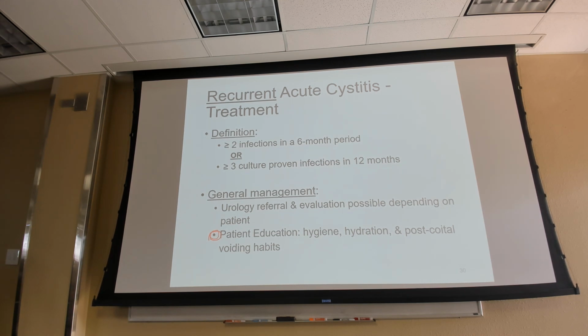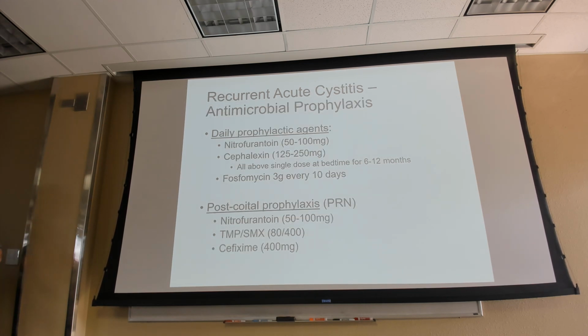All right? If they're doing all those things, and it's still not working, then we can put them on 2 different dose regimens. Not both, one or the other, okay? So you can do a daily prophylaxis, means what? Every single day they take a low dose of antibiotic. And you notice they're pretty much the same antibiotics. So again, you don't have to memorize the list.